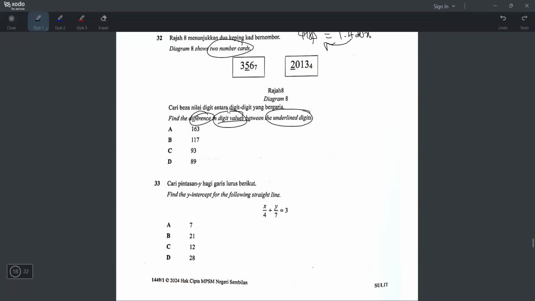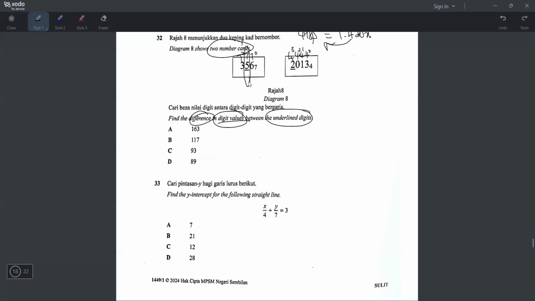The digit value, you get it by taking the place value times the underlined digit, right? And how to write place value? Okay, if it's base 7, the place value will be 7 power 0, 7 power 1, 7 power 2. But if it's base 4, it will be 4 power 0, 4 power 1, 4 power 2, 4 power 3. Usually students make a common mistake. When they write place value, they will straight away write 7 power 1, 7 power 2, 7 power 3. Okay, salah. You have to start from power 0. Okay, remember that.